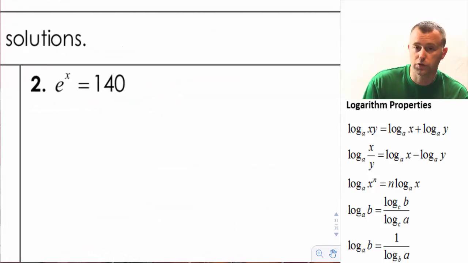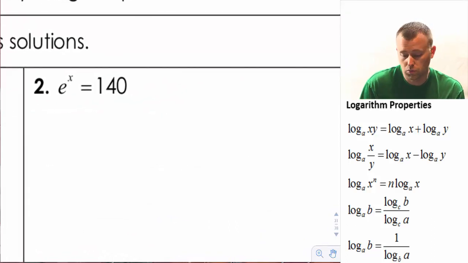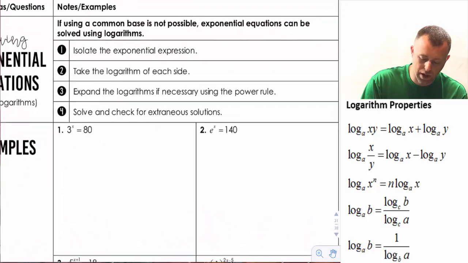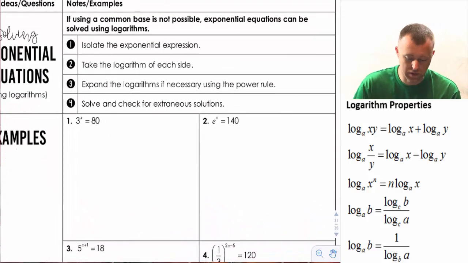Like you look at example number 2. I can't get the right-hand side to equal a base e. That's not going to happen. So what happens when we have that situation where we can't get the bases equal?